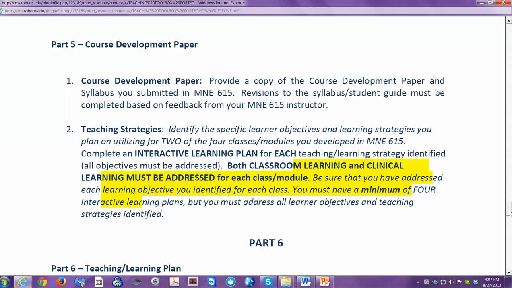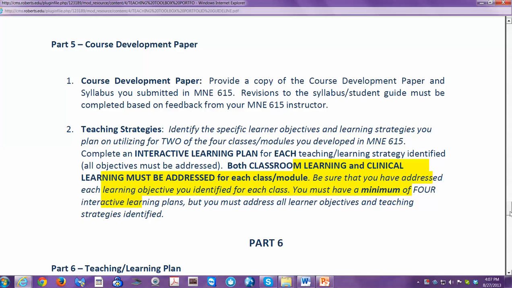I know that was a requirement of your module, so I'm sure you have learning objectives identified for both the didactic and for the clinical area. So you must have a minimum of 4 interactive learning plans. However, you must address all learner objectives and teaching strategies that you identified.